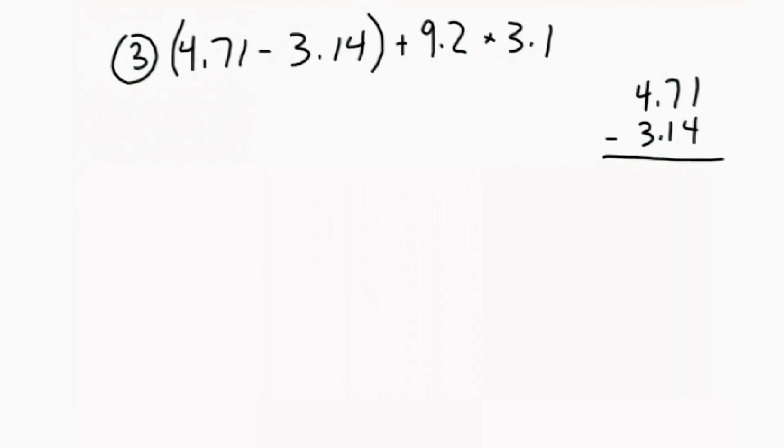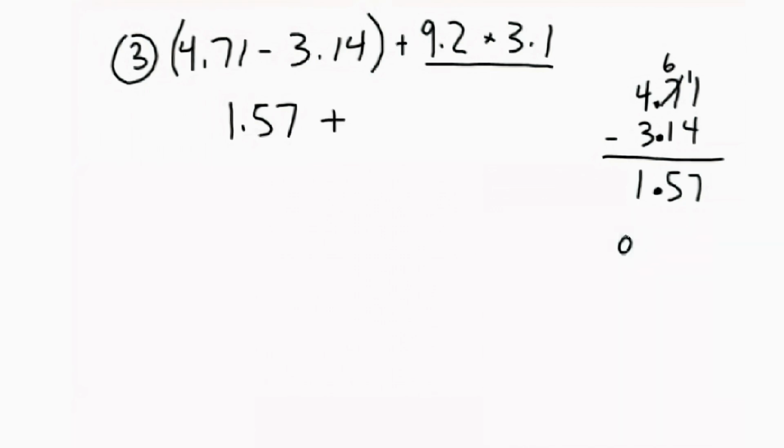1 minus 4 I can't do. I need to borrow 1. So I change the 7 to 6, and the 1 goes to 11. 11 minus 4 is 7. 6 minus 1, remember your decimals all on a line. 6 minus 1 is 5, and 4 minus 3 is 1. So 4.71 minus 3.14 is 1.57.